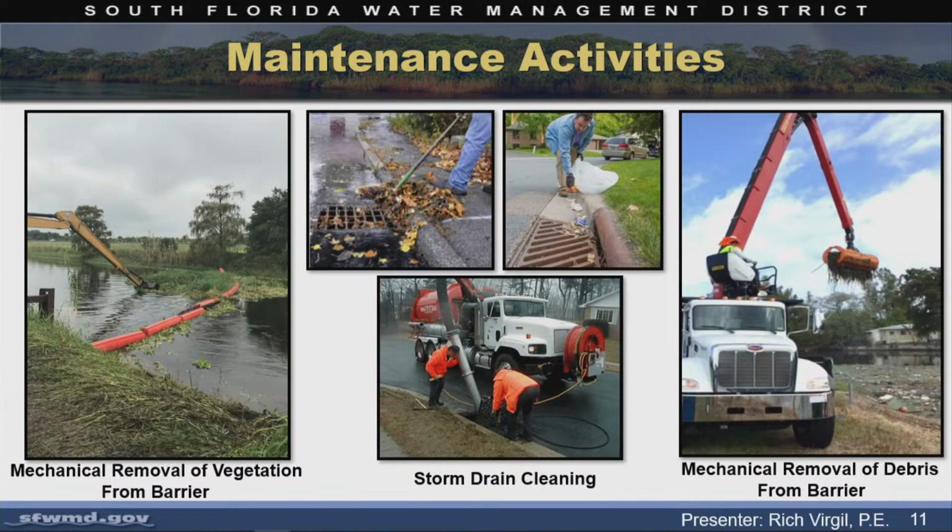And just some other types of maintenance activities, like mechanical removal of vegetation, maybe in more of an urban area or environment. You'd have storm drain cleaning activities that would take place, from just picking up trash to raking off leaves, or even bringing out a vacuum truck to pull sediments and different things from the storm drain. And of course, mechanical debris removal, like with our trash truck that we use.